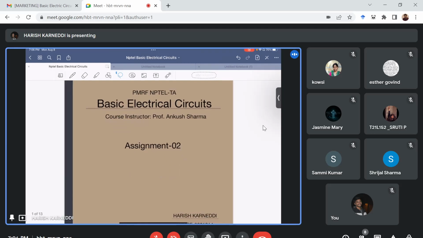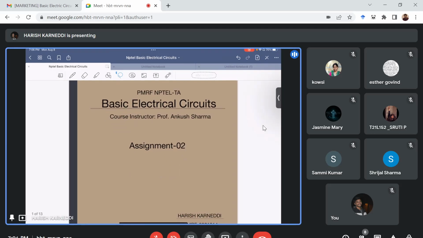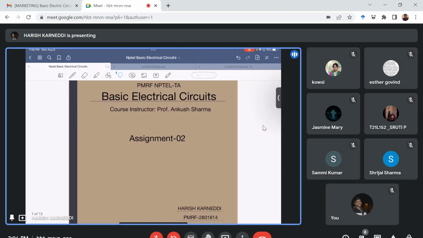Today we are going to discuss about myself, Harish Karnati. I'm a research scholar at IIT Roorkee, a PMRF scholar. Today we are going to discuss assignment 2, basic electrical circuits.